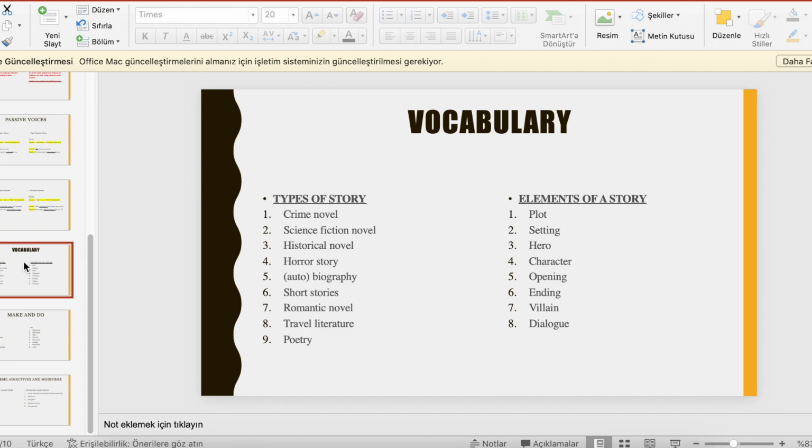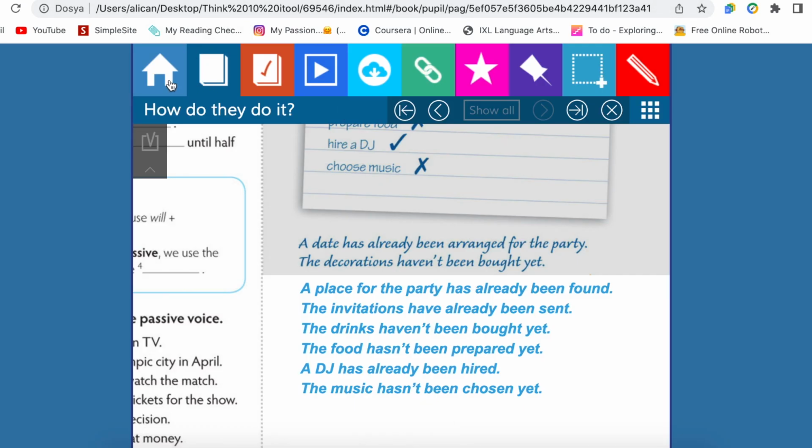For elements of a story, just go to unit 5, page 53. It's written elements of a story and the meanings are there. Please try to know the meaning of these elements: plot, setting, hero, character, opening, ending, villain, and dialogue. Let's just open our book. Okay, unit 5, page 53. It's the vocabulary part.